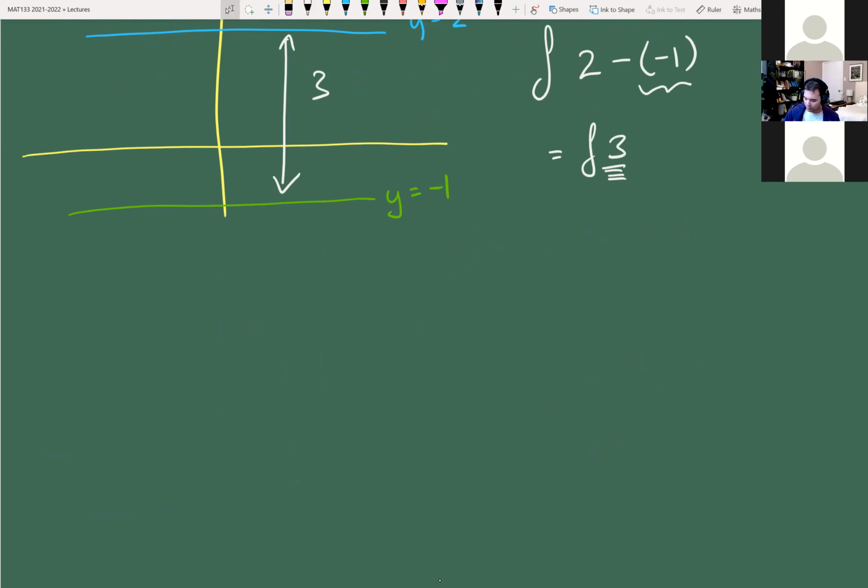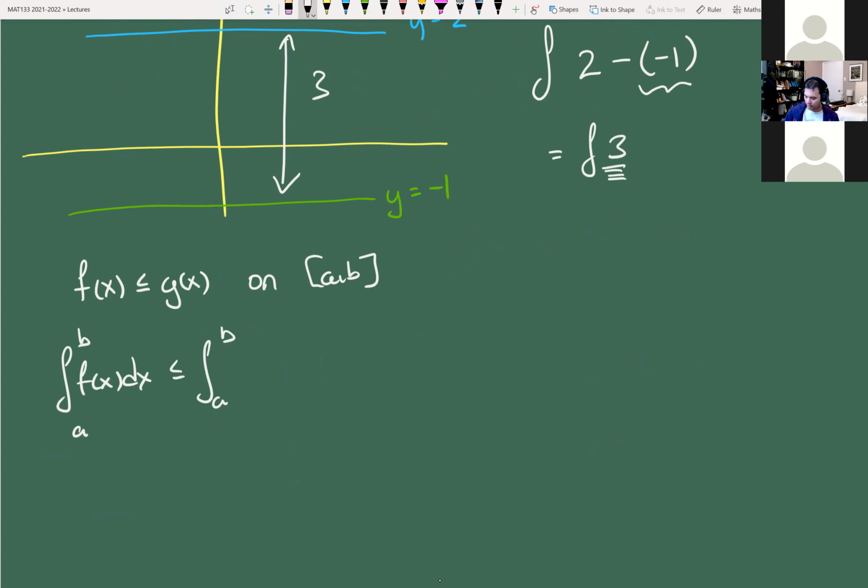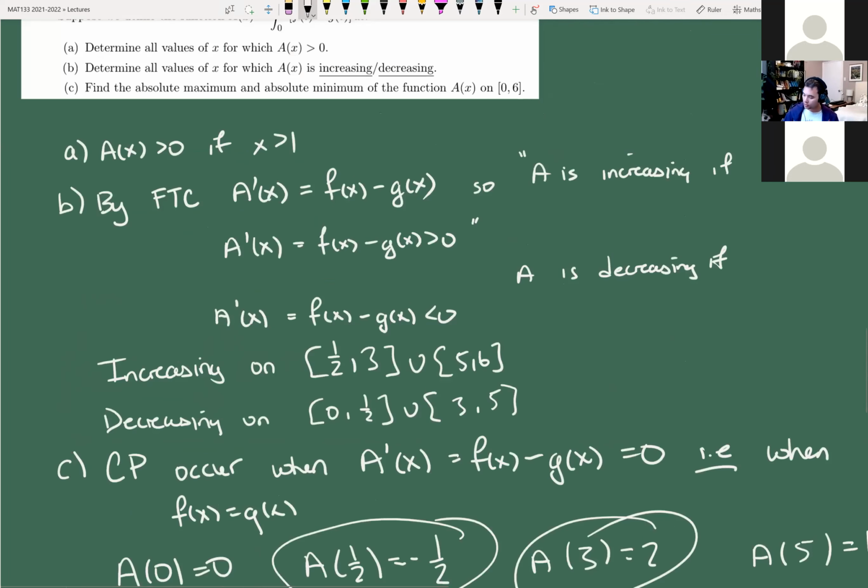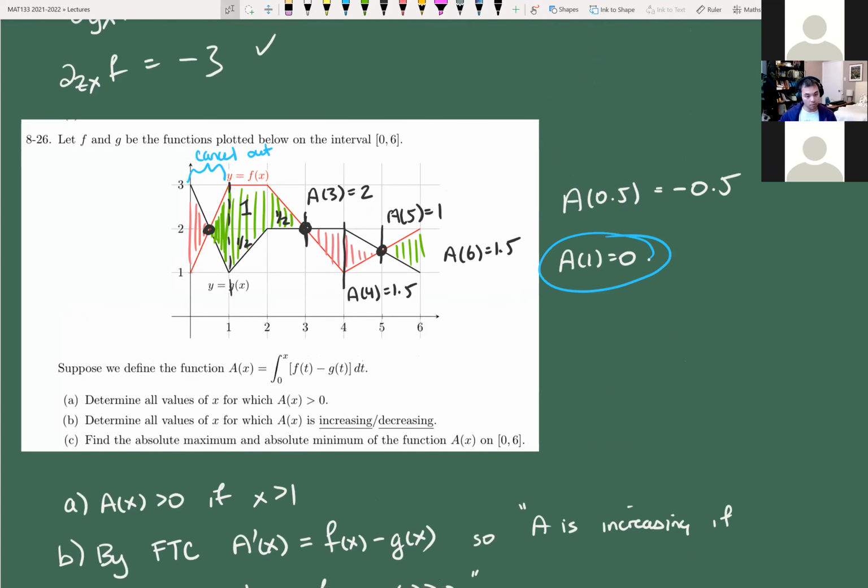So monotonicity of the integral says if f of x is less than or equal to g of x on the interval a, b, then the integral also satisfies this identity, right? We haven't done too many things where they're applied. I guess actually, that's not true. We literally just did this. So here, for example, we used monotonicity.